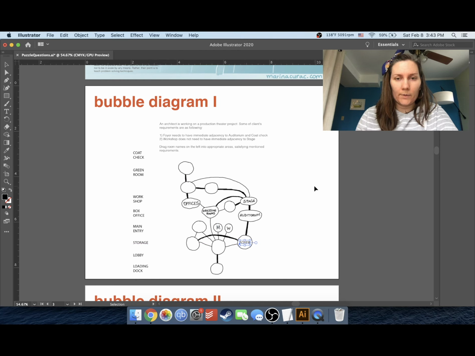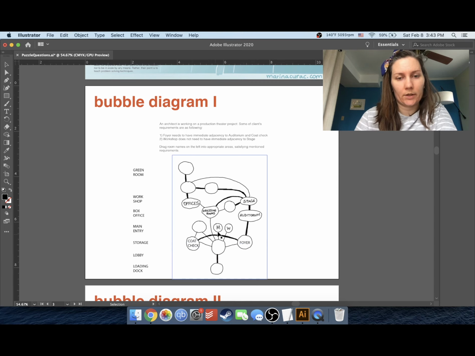And then what did we say about coat check? It's going to follow the foyer. So coat check is going to come here. Now, before moving on to requirement number 2, let's try to figure out what else we can resolve in here, because quite a few things opened up. If foyer is here, coat check is here, we have restrooms there, chances are that this here is going to be a lobby.